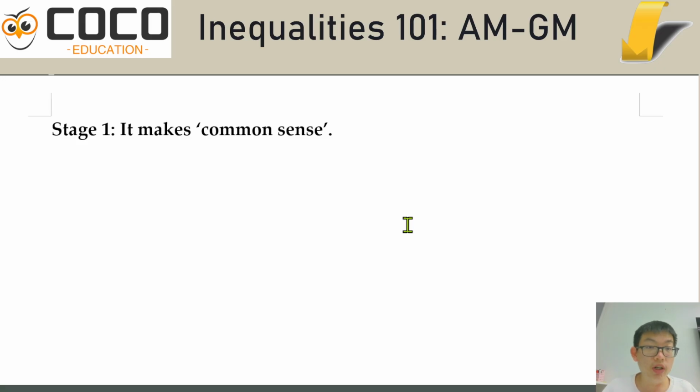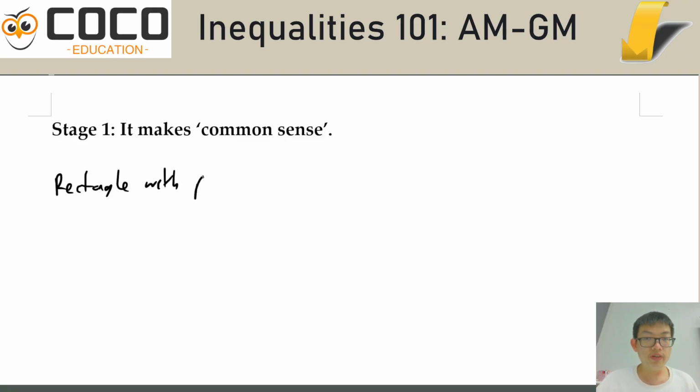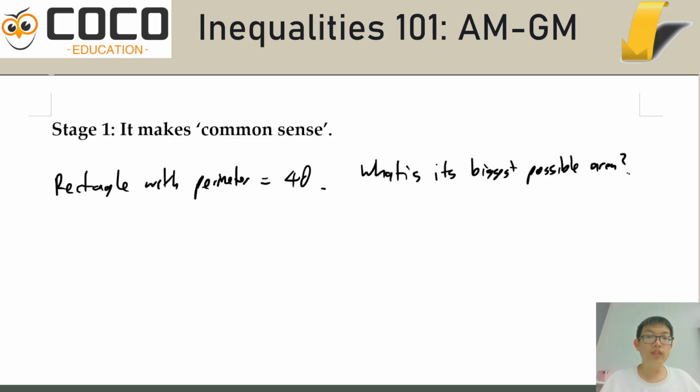My go-to example for why this makes more sense than you think is to appeal to something that, in maybe primary 4, primary 5, or primary 6, your math teacher would just tell you: suppose that I have a rectangle with perimeter equal to, let's say, 40. Now, what is the biggest possible area? Surely if you were to look at this, you would say that, oh, that is obvious, I want a square.